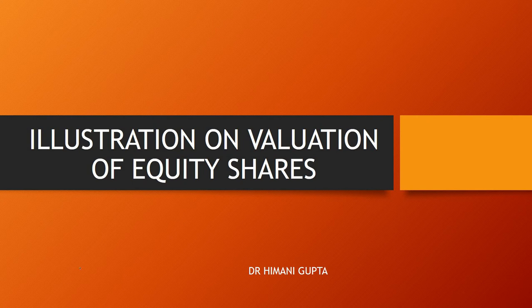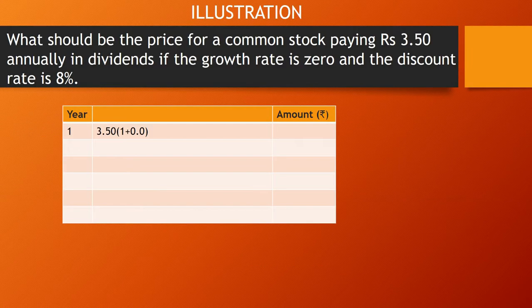Hello everyone. Today in this lecture we are going to learn one more illustration on the valuation of equity shares. So let's start with the question. The question says: what should be the price of a common stock paying rupees 3.50 annually in dividends if the growth rate is 0 and the discount rate is 8%.